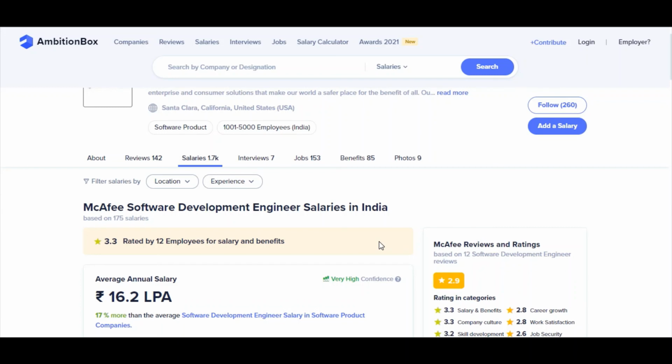So mention those things, and keep the skills which you know 80%. And also you should know the basics 100%. If you don't know the basics, then don't mention those skills in your resume.